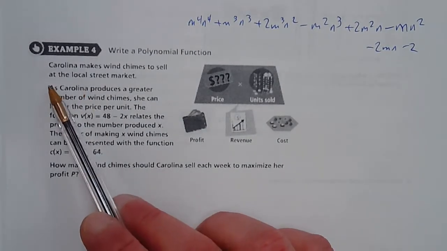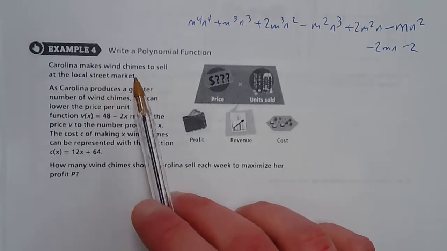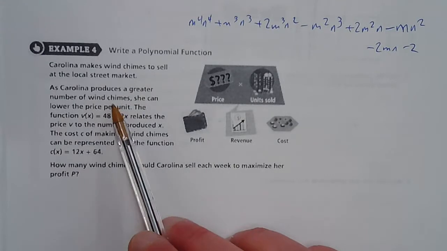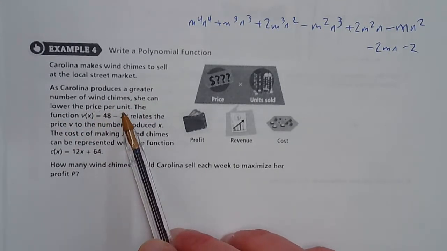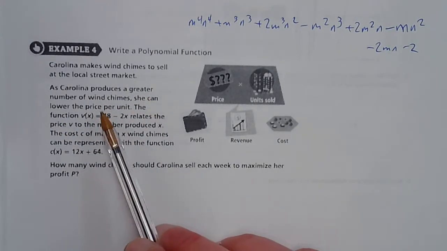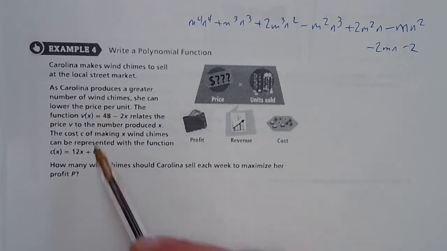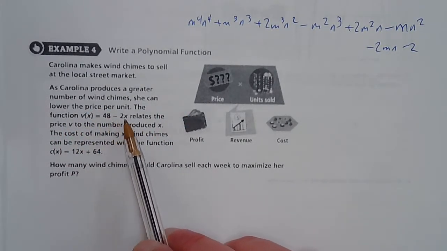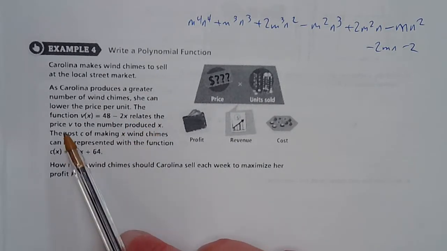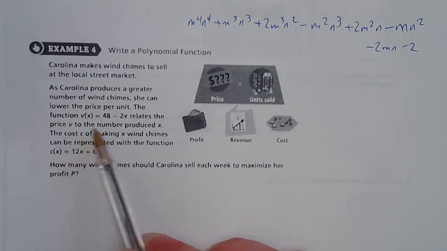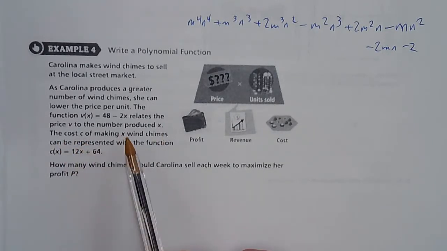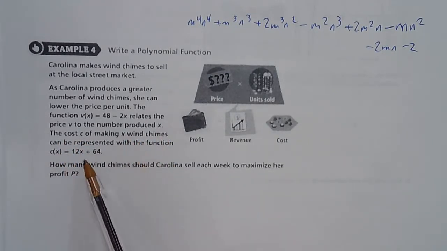So here we've got Carolina says she makes wind chimes to sell at a local market. As she produces a greater number of wind chimes, she can lower the price per unit, which makes sense. You're making more of something, you can buy the materials in bulk, so it's going to cost you less, and so on. So this function, 48 minus 2x, relates the price v to the number produced x. And the cost c of making x wind chimes can be represented by this function.